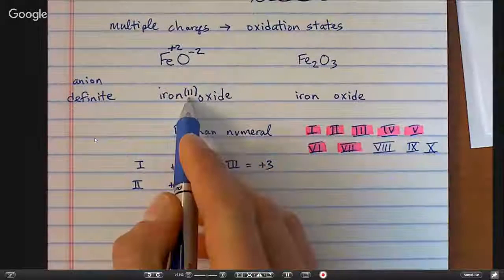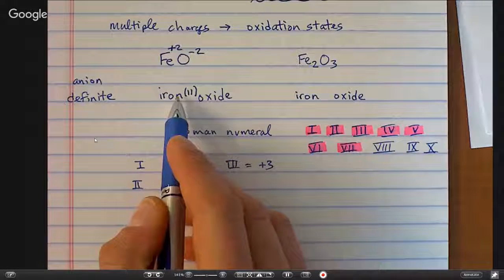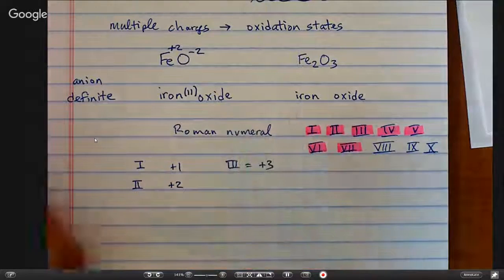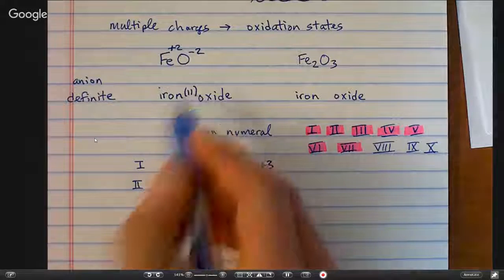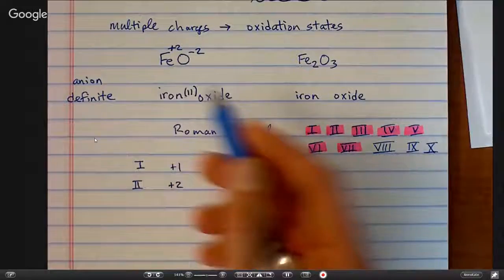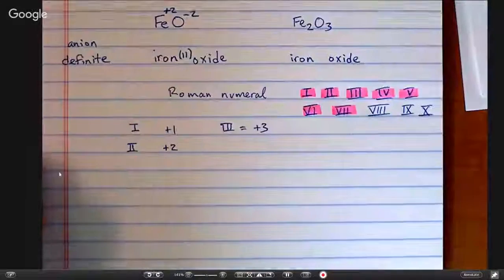We put the Roman numeral right between the cation and the anion, because the number here refers to what comes right before it. So iron 2 is referring to iron +2. I'll scroll down a bit for a moment.